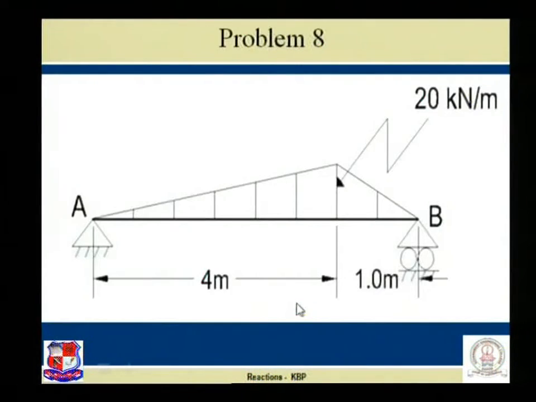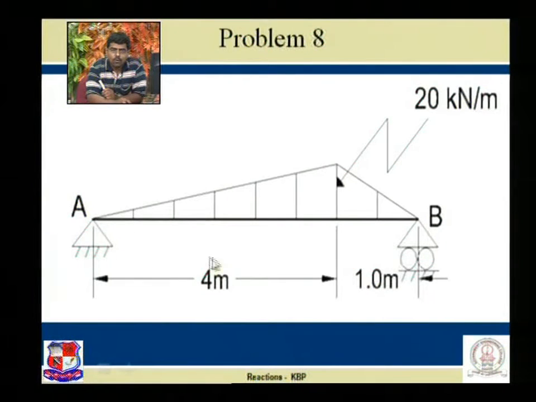Next problem. Triangular load: in this, over 4 meter there is a UVL of length 4 meter, and for another 1 meter there is a triangular load. The maximum value is 20. The given beam is a simply supported beam. Here at A there are two reactions, RAV and RAH. At B there is a single reaction, RB.